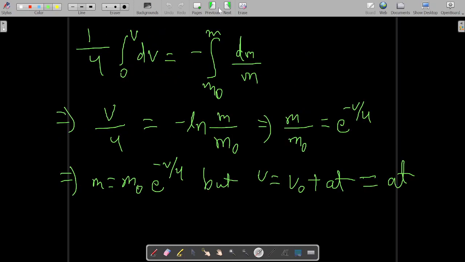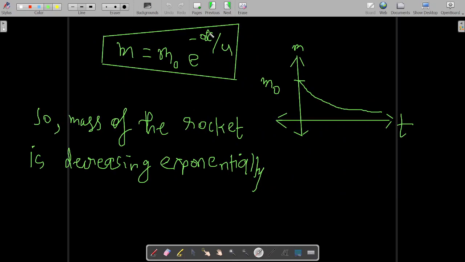So m equal to m naught e to the power minus at by u. So the mass of the rocket is decreasing exponentially. You should also make the graph in the examination.